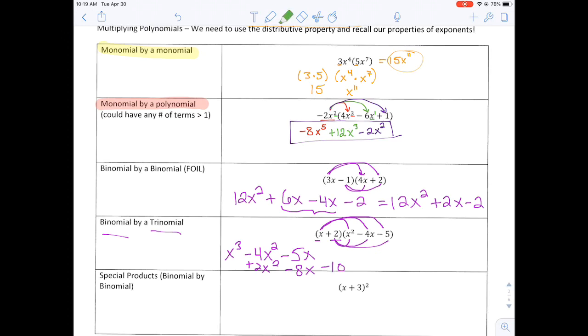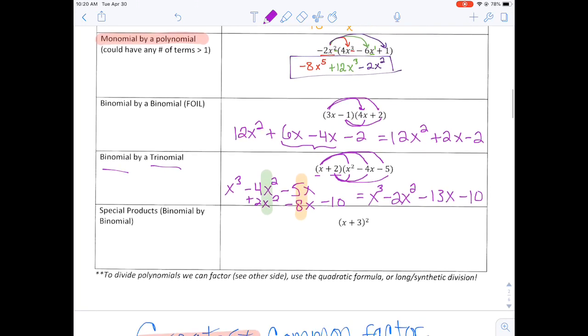So if I combine my like terms here, then I can see we have x cubed. Oops, that doesn't look like a cubed. And then negative 4x squared plus 2x squared is a negative 2x squared. Remember, when you're adding, your powers don't change. Then we want to add the negative 5x and the negative 8x to give me negative 13x, excuse me. And then bring down the negative 10.